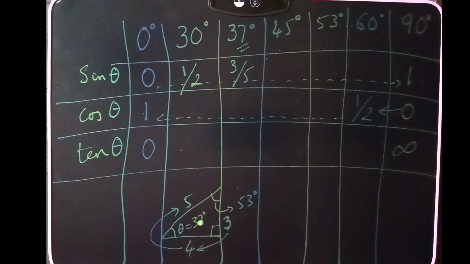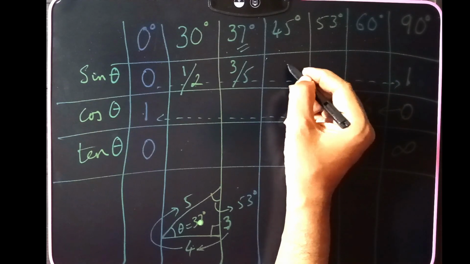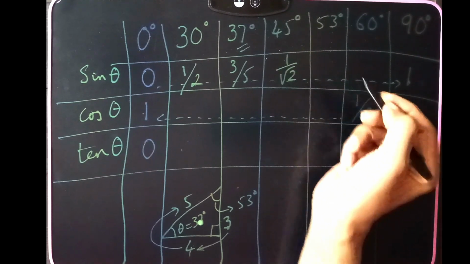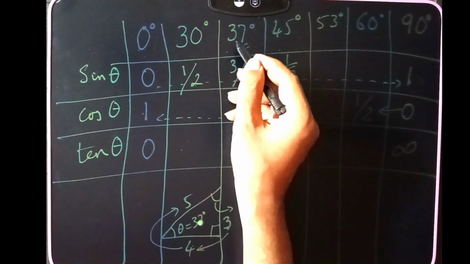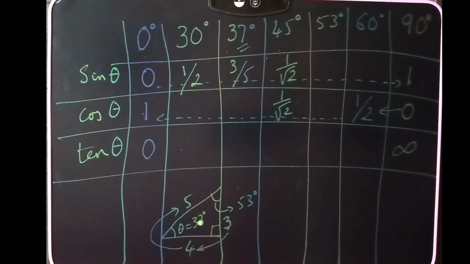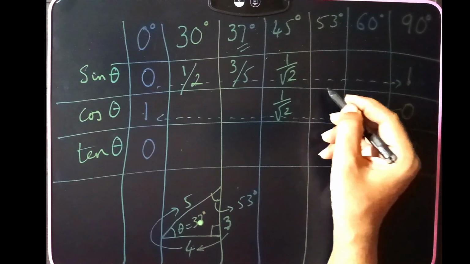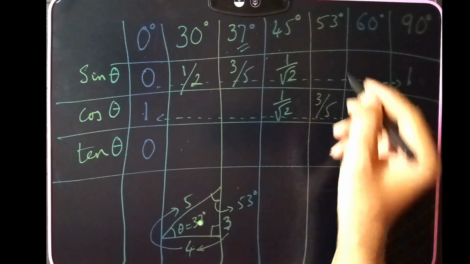3, 4, 5. Okay. So sine of 45 is 1 by root 2. This is the midpoint. So here also it will be 1 by root 2. Okay. If sine of 37 is 3 by 5, then cos of 53 will be 3 by 5. So sine of 53 will be how much then? Sine of 53 will be 4 by 5.